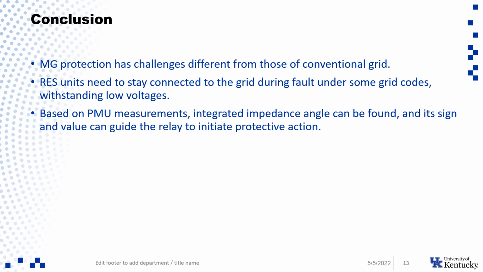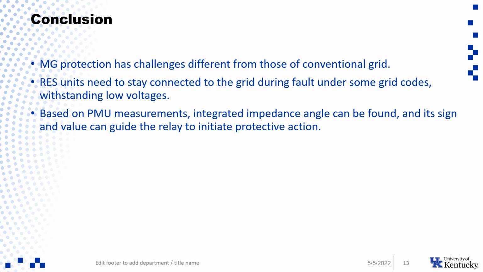Conclusion: microgrid protection has challenges different from those of the conventional grid. There are some requirements on the distributed generation and RES units during the fault, and then based on PMU measurements, we can find the integrated impedance angle, and the sign and the value of that angle can guide the relay to initiate protective action.